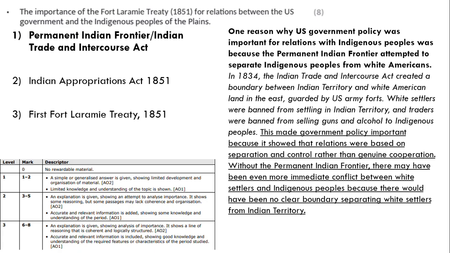White settlers were banned from settling in Indian territory, and traders were banned from selling guns and alcohol to indigenous peoples. This made government policy important because it showed that relations were based on separation and control rather than genuine cooperation. Without the permanent Indian frontier, there may have been even more immediate conflict between white settlers and indigenous peoples because there would have been no clear boundary separating white settlers from Indian territory.